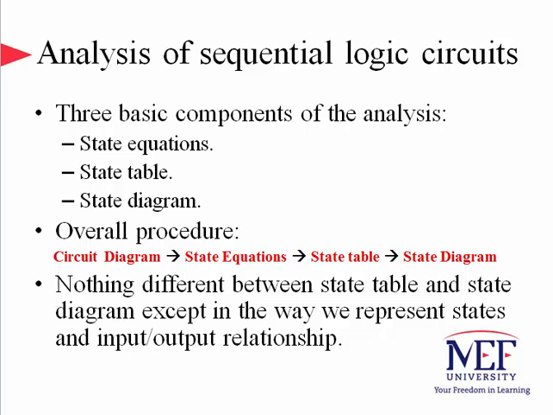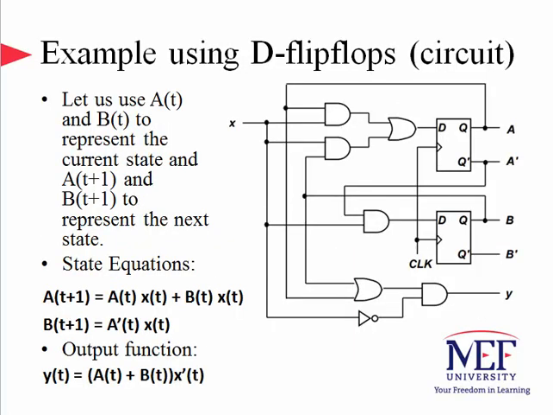So the overall analysis procedure starts with the given sequential circuit that can have flip-flops and a few combinational logic gates around it. We first find the state equations, which lead us to draw the state table. By modifying the state table, we finally obtain the state diagram of the sequential circuit. By looking at the input-output relationship and the state in the state diagram, we understand what the circuit is doing.